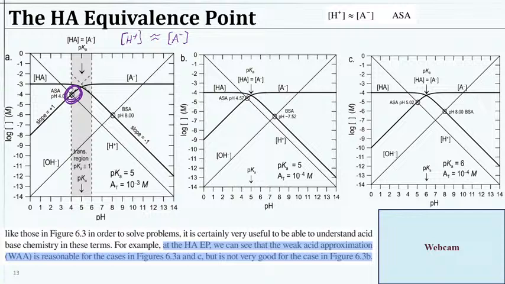Okay, so we can take a look at that for different systems. In this case, this chart A here is a fairly similar case to what we were looking at earlier, except we have 10 to the minus 3 concentration, and the pKa is 5. In panel B, we're going to take the same acid, so the same pKa of 5, and this time we're going to put it at 10 to the minus 4 instead of 10 to the minus 3. And now we take a look at that equivalence point. It's right here, and we notice that's actually quite close to the pKa.